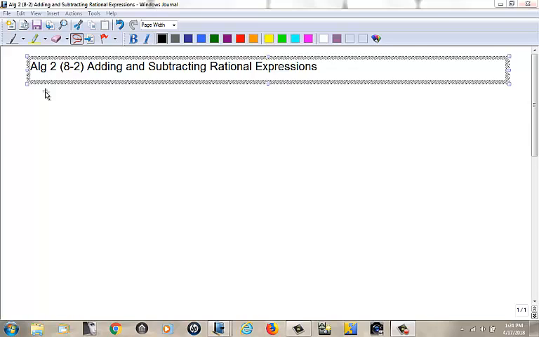Okay, this is on section 8.2 on adding and subtracting rational expressions. Anytime you see the word rational in algebra, that usually means rational expression, meaning there's a variable down in the denominator. So these are going to be adding or subtracting rational expressions with variables down in the denominator.